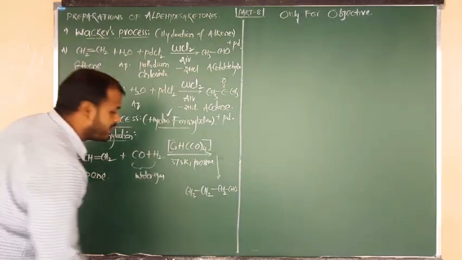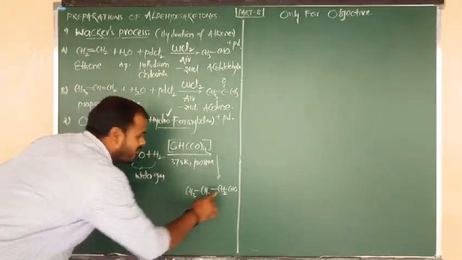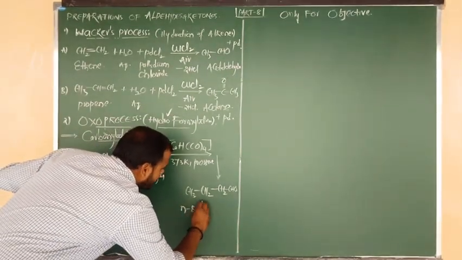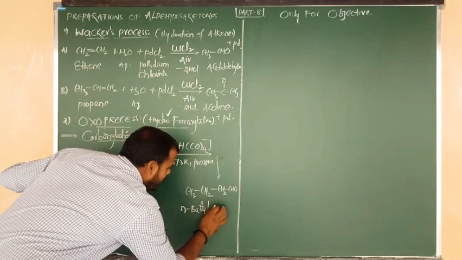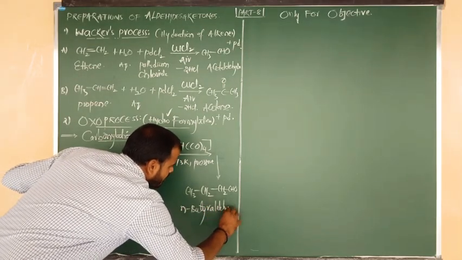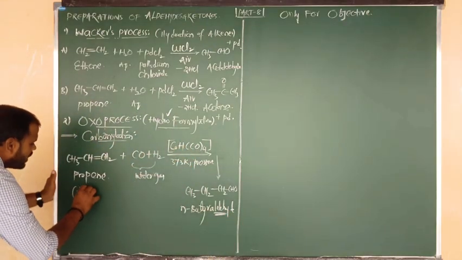So finally, the product name is 1,2,3,4 butane-1-al. Otherwise we can use the common name, which is n-butyraldehyde. N-butyraldehyde means propene is nothing but what, beta? Alkene.